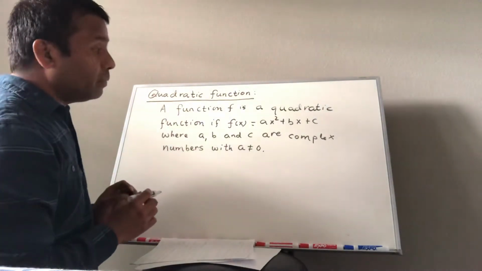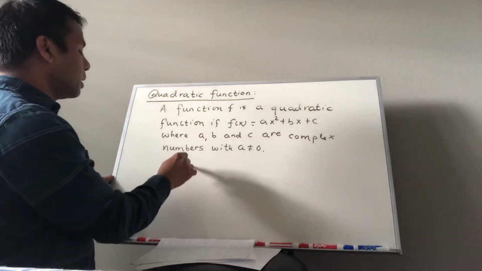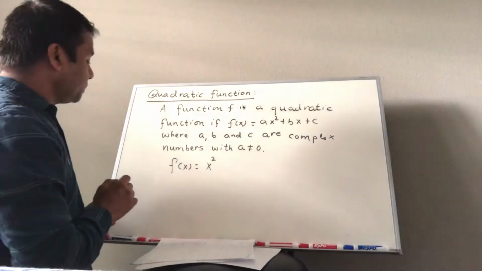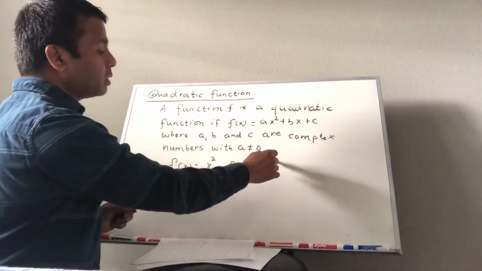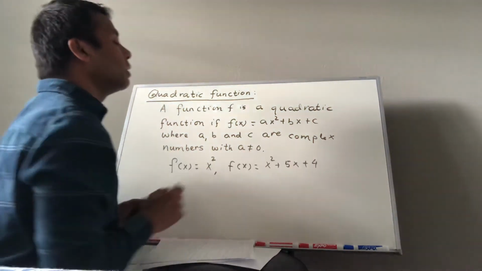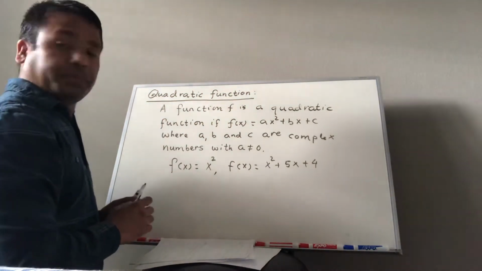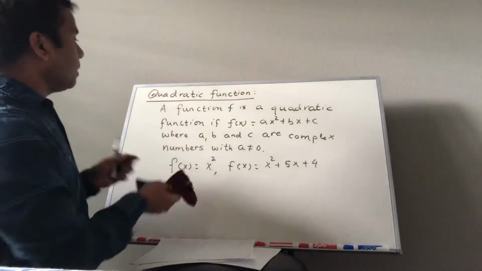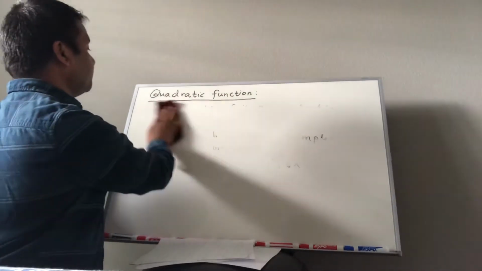So the very simple quadratic function is f(x) equals x squared, right? Or f(x) equals x squared plus 5x plus 4. So these are examples of quadratic functions. Okay, so let me erase this.